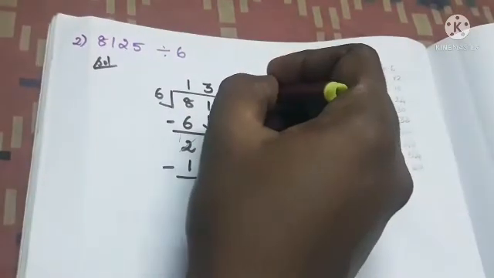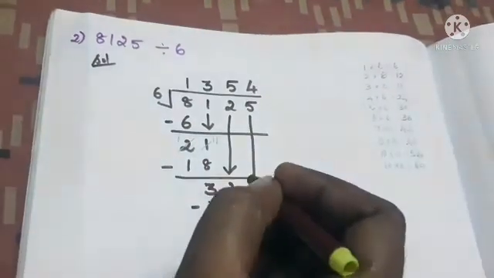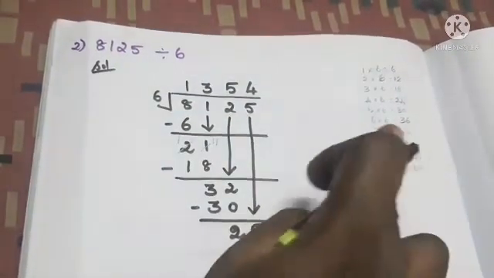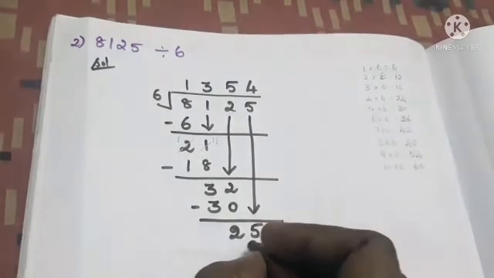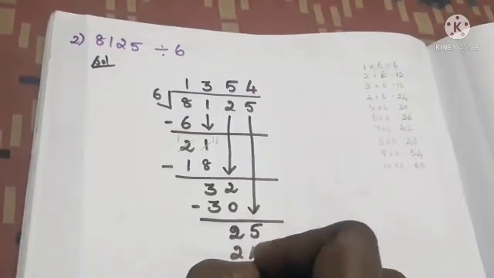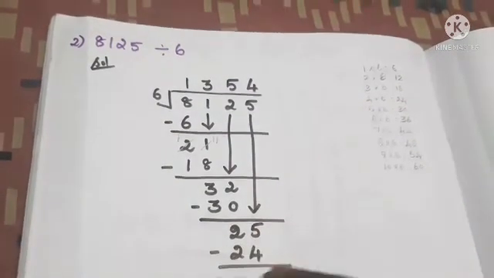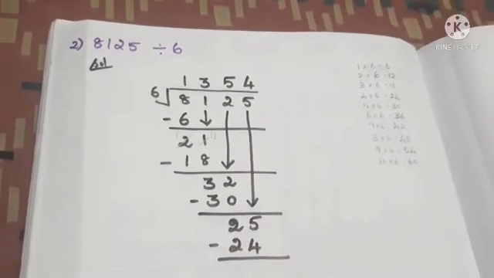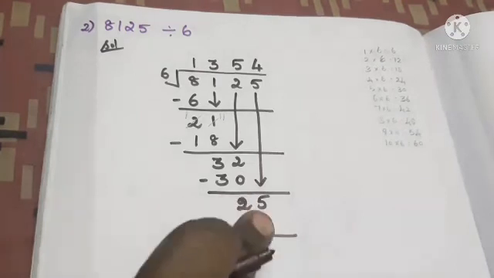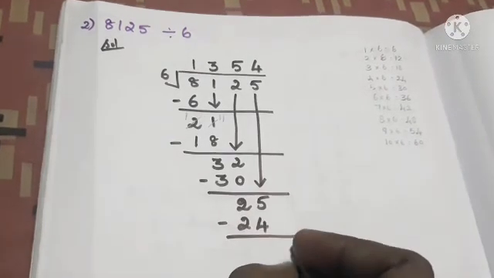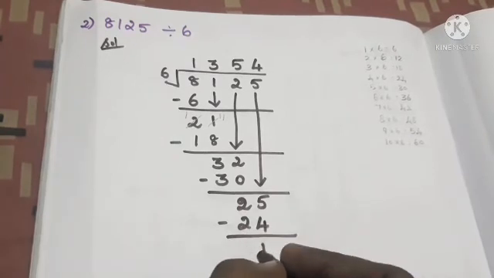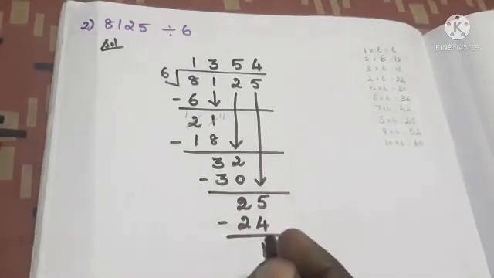So 4 we can write at the ones place of the quotient, and 6 we have. So 4 6 are what? 4 6 are 24 is the product. That product value we want to write below the 25. Now we have to subtract 25 minus 24. First we do the ones place value. 5 minus 4 is 1. Next 2 minus 2 is 0 only. Just leave it, otherwise you can write it.